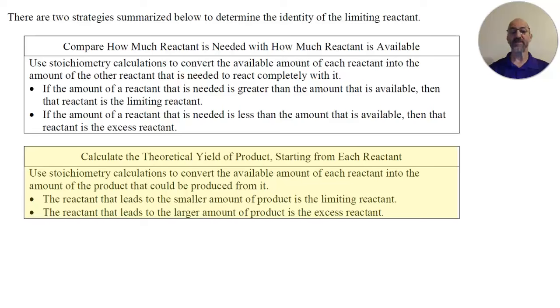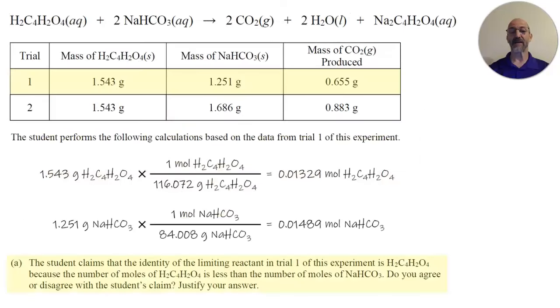And what's important about this strategy is that the reactant that leads to the smaller amount of product is the limiting reactant. That's very important, that the reactant that leads to the smaller amount of product is the limiting reactant. Now let's go back and analyze how well the student did their analysis to determine should we agree or disagree with the student's claim.